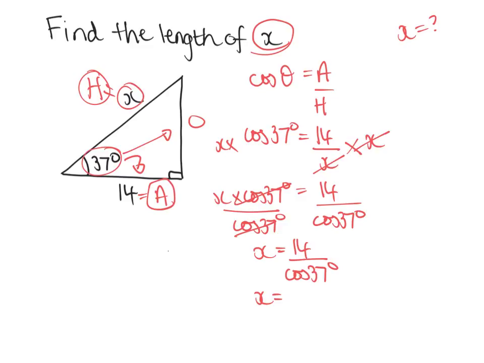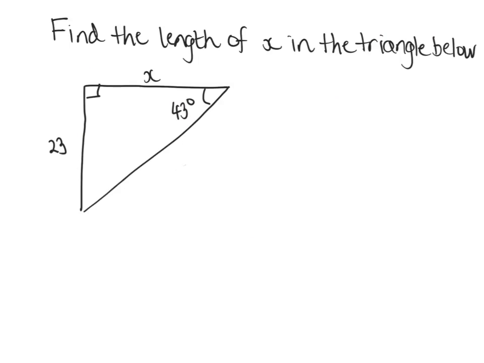Now if you put that into your calculator, you should get 17.52989. Now we can round this to 2 decimal places, so we should get 17.53. Alrighty, let's try another one.